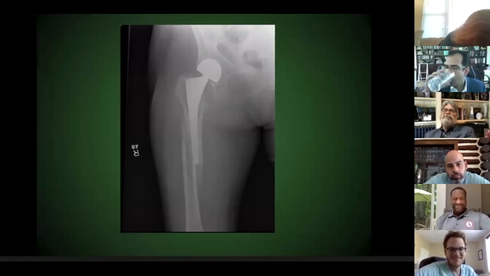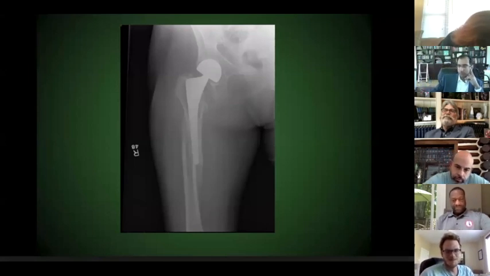Dr. Brady, we've pretty much narrowed it down to a B1. How would you approach this? How would you position the patient? What would be your strategy to take care of this?